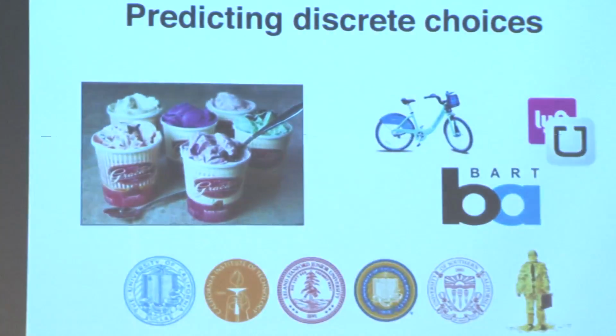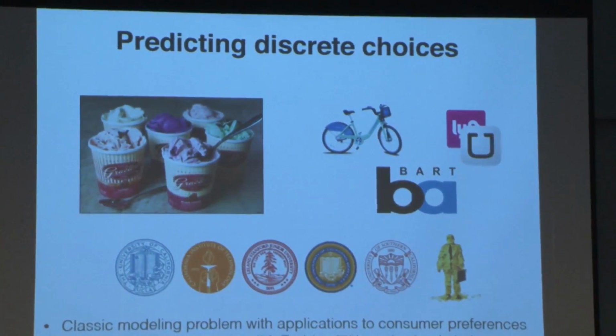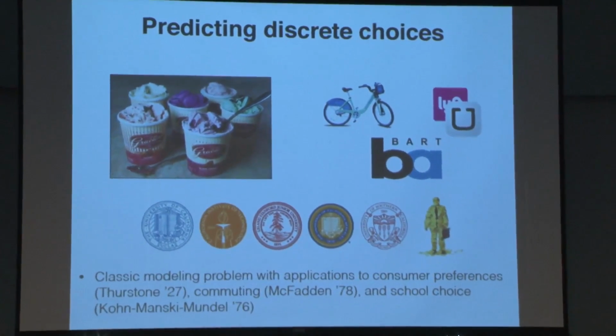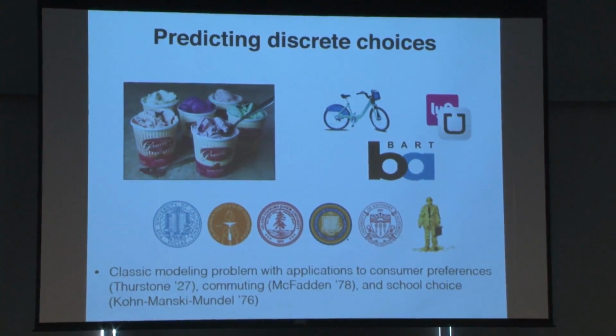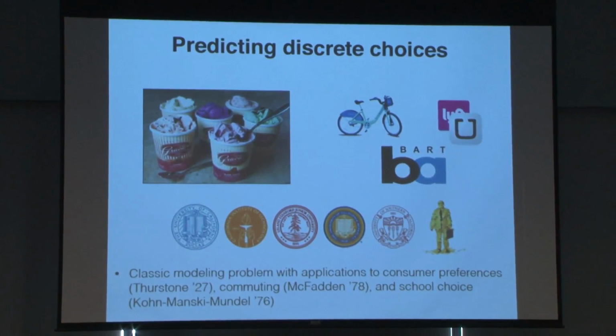So the starting point for this talk is a problem that I think a lot of people in this room have a lot of experience with, which is this classic problem of predicting discrete choices. So you're trying to predict which of these ice creams a consumer wants, or with what probability they want different ice creams. Classic problems that have been studied with this framework also include choices of transportation options, particularly in the Bay Area. We have some new options now. And BART is still around.